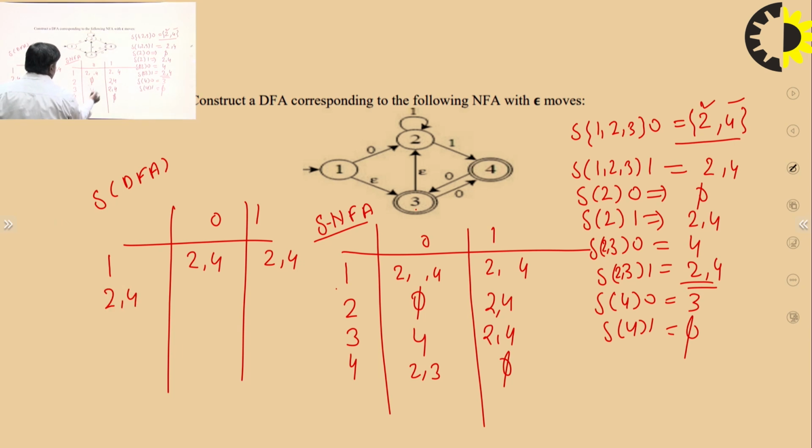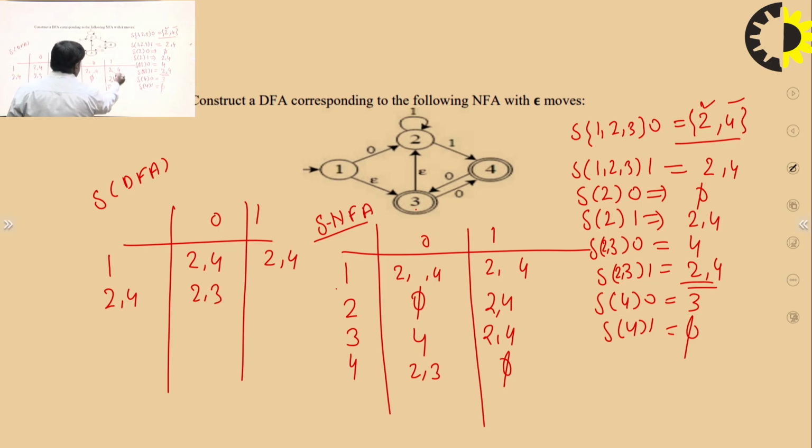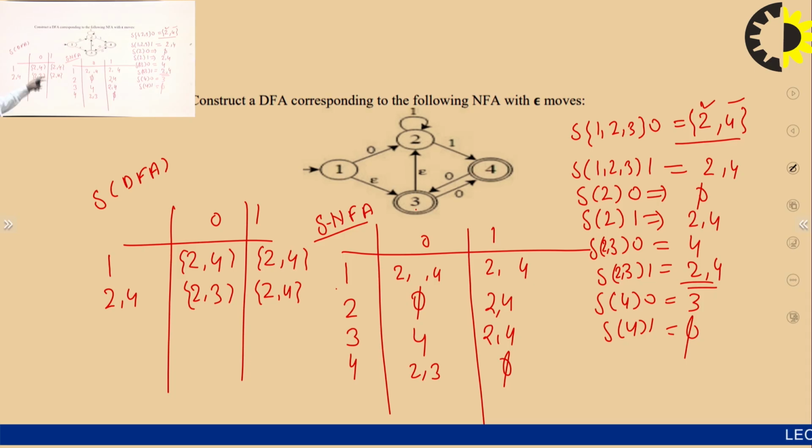So now the next state is {2, 4}. What is the transition on 0? That is {2, 3}. On {2, 4}, what is the transition on 1? Again {2, 4}. So what new state is generated here? State {2, 3}. So {2, 3} is a new state, and we check the transition of {2, 3} on 0 and on 1.